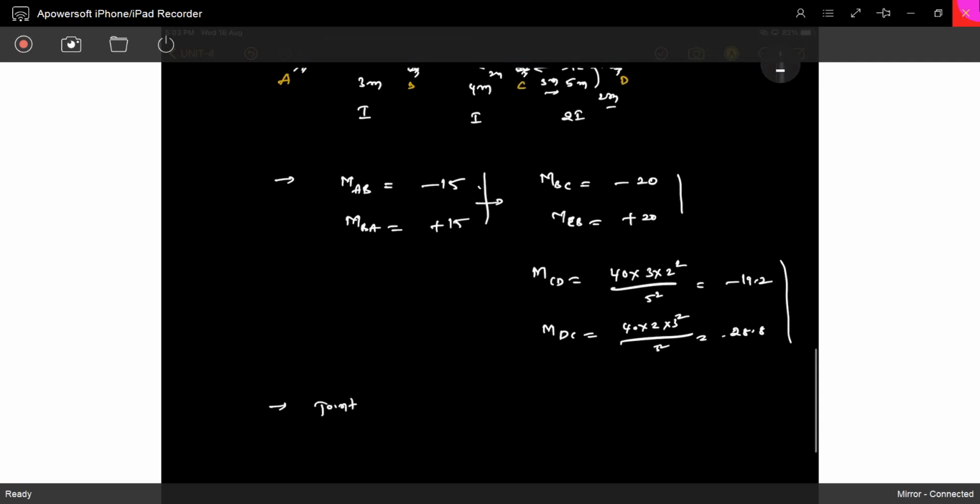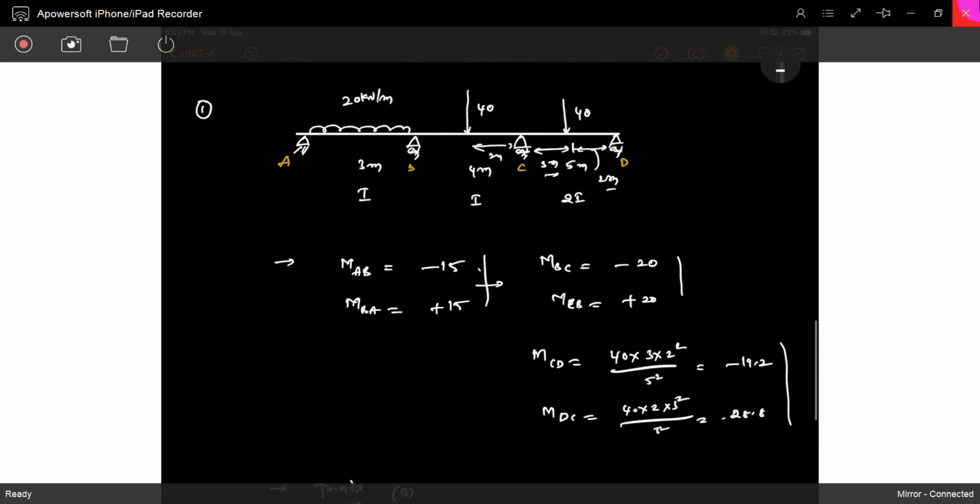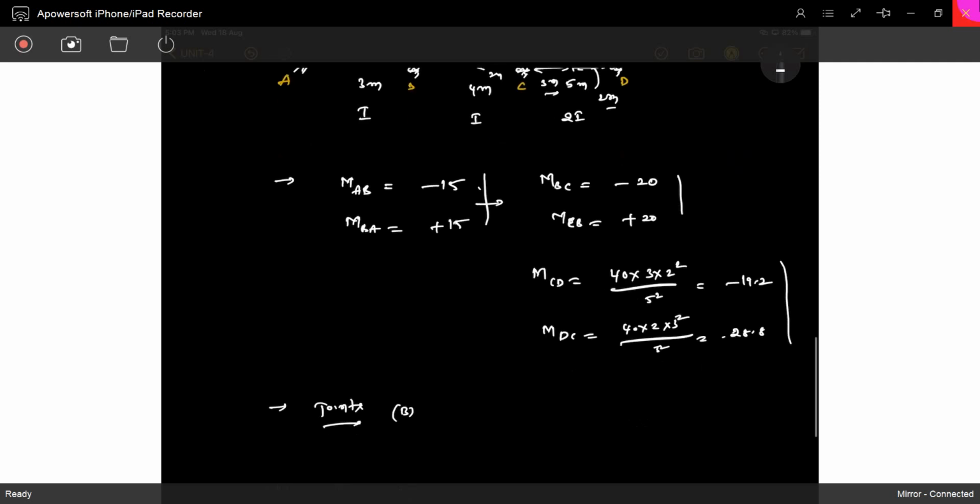How many joints are there? Joint B is there and joint C is also there. At joint B, two members are joined, and at joint C, two members, CB and CD, are joined. That's why we require two joint equilibrium equations in the slope deflection method. Now we get the distribution factors at the joints.